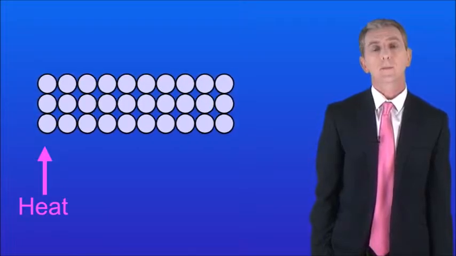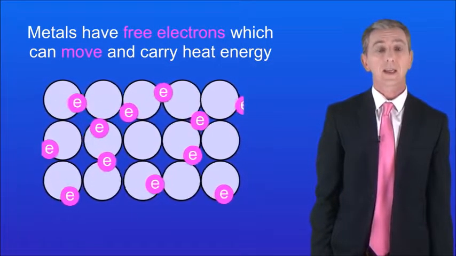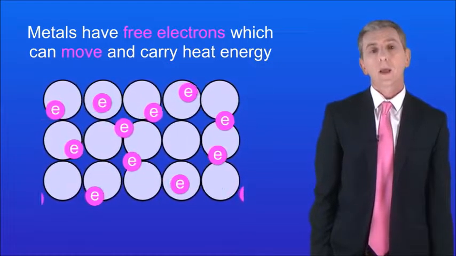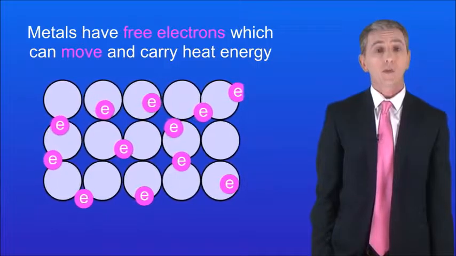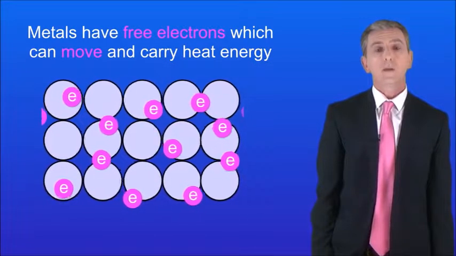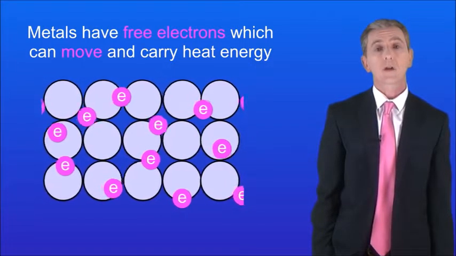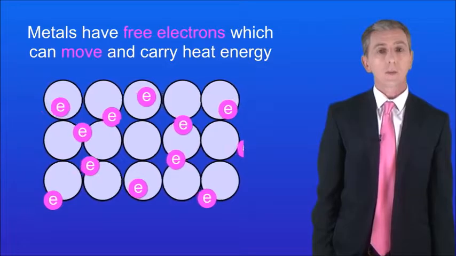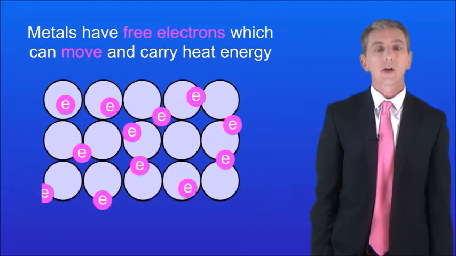Now, I said at the start that metals are really good conductors of heat, and you need to know why. Metals are solids, so the particles are packed close together, and vibrations can easily spread between them. But metals have another special property, making them great conductors, and that is that metals have got free electrons. These free electrons can move, and they can carry energy like this, and that makes metals really great conductors of heat.